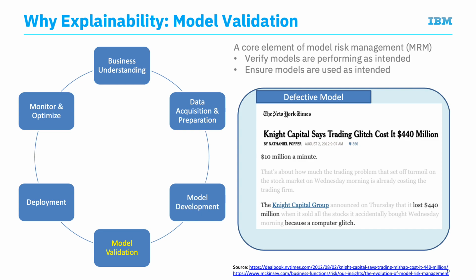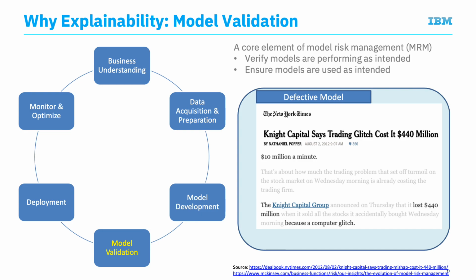So we have already discussed the need for explainability during model development earlier. Now we will discuss the need for explainability during model validation. Model validation is a core element of model risk management. There are two major goals for model validation. The first goal is to verify that models are performing as intended. The second goal is to ensure that models are used as intended.